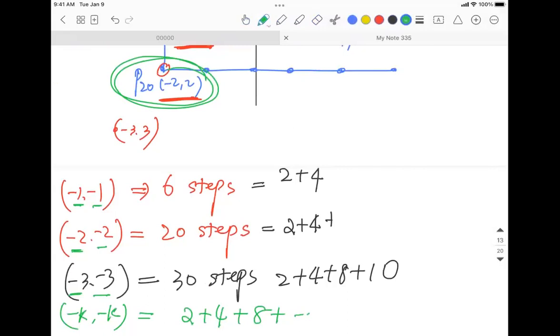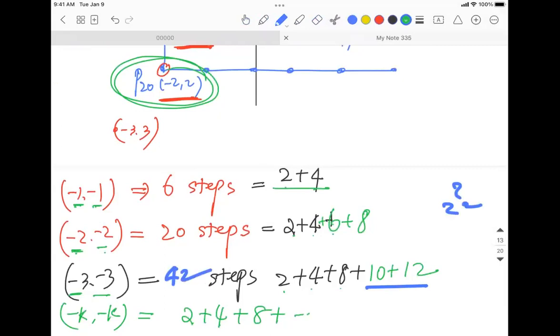This is, okay, 2 plus 4 plus 6 plus 8. Yes. If you go to -1, -1 is 2 plus 4. If you go to -2, it will be 2 plus 4 plus 6 plus 8. And if you want to go to -3, you're going to go to 2 plus 4 plus 6 plus 8 plus 10 plus 12. That's going to be 20 plus 22, 42.